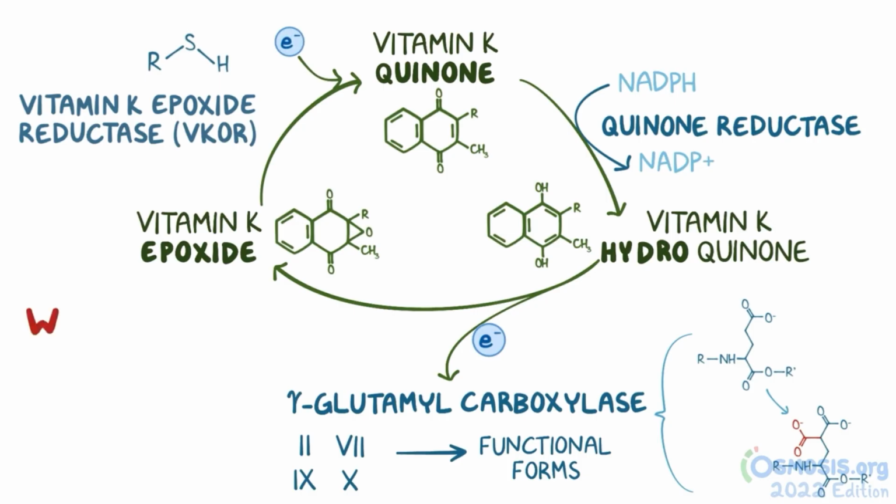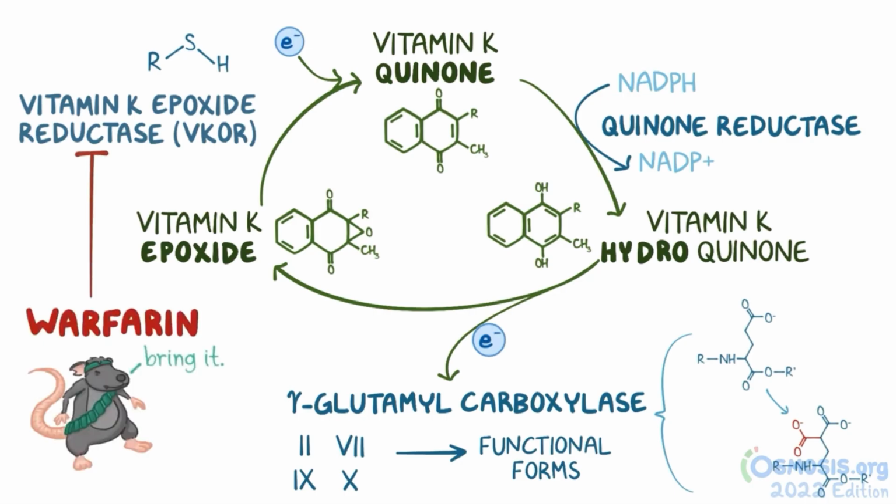As it turns out, the drug warfarin, which was first used as a rat poison, blocks the function of this enzyme, which blocks vitamin K from getting recycled, and as a result, factors 2, 7, 9, and 10 don't get activated.